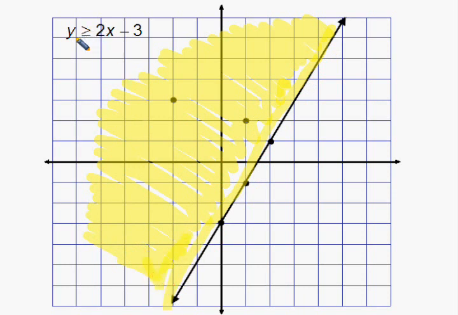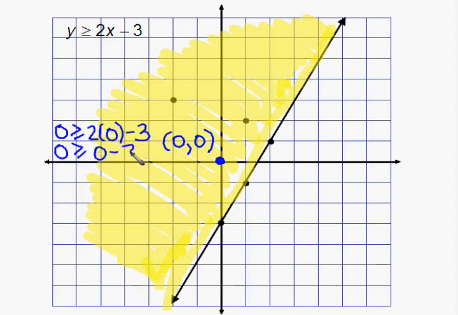Now, if I didn't do that earlier work, a good point to use as a test point, if it doesn't lie on the boundary line, is 0, 0. Because it would be real easy to plug zeros into this inequality. We would get 0 is greater than or equal to 2 times 0 minus 3. And since 0 is greater than or equal to -3, you can see that this point makes the inequality true.